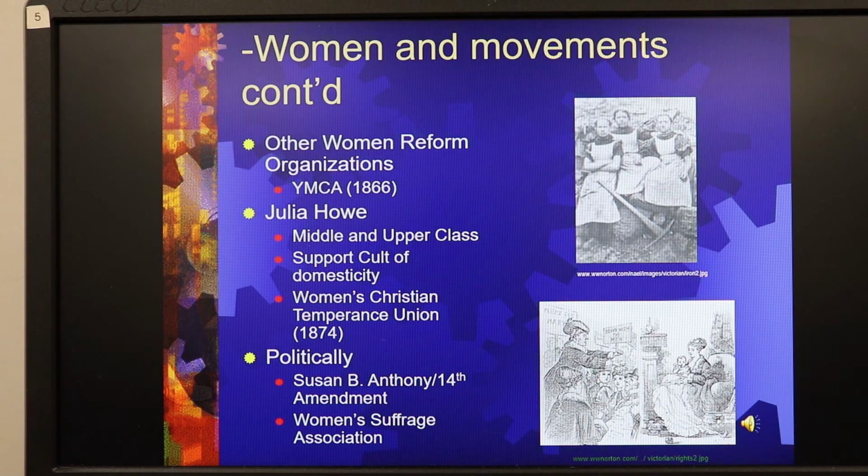All right, other women's reform organizations. You have the YWCA, or the Young Women's Christian Association, that was formed in 1866. It appeared in Boston and spread elsewhere. You have the New England Woman's Club by Julia Howe. Basically, it also consisted of middle and upper class women and supported the cult of domesticity. They had a lot of reading or art appreciation societies.